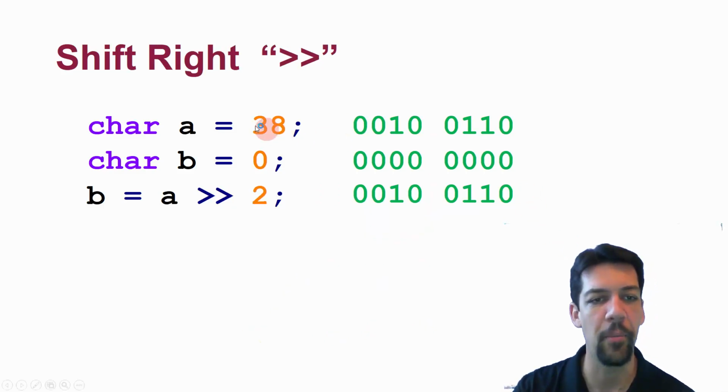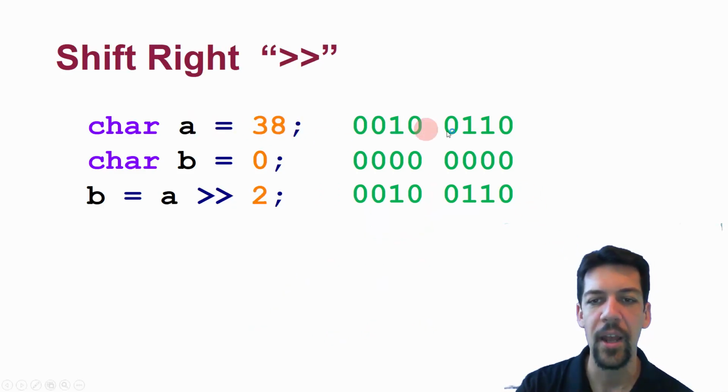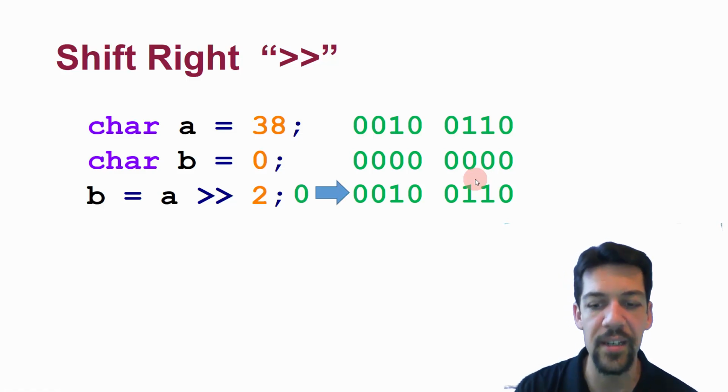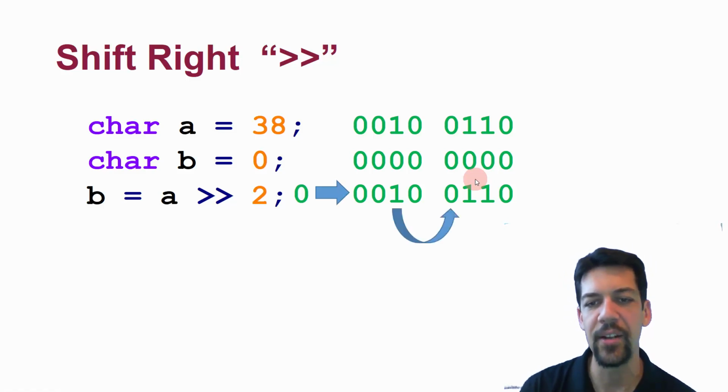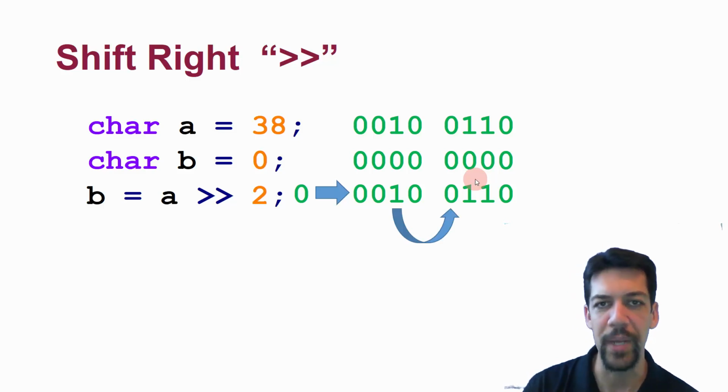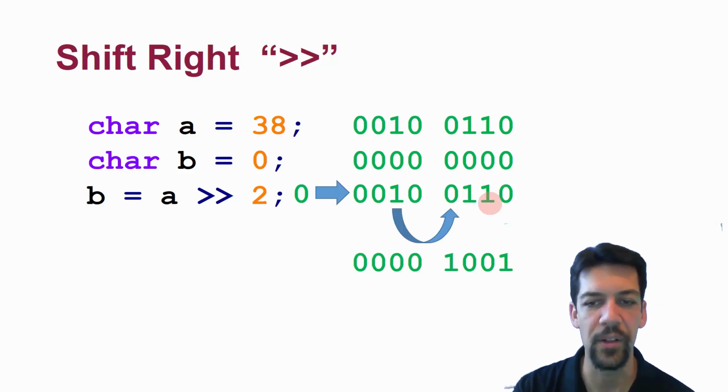Similarly, for shift right, here I've got a pattern. I'm setting A to 38, which is this value here. I'm setting B to 0. That's my storage place, and I'm going to shift this one right 2. So the same thing happens here. We shift right, shift zeros into the most significant bit instead of the least significant bit, and shift everything right 2 bits. And I end up with something that looks like this.